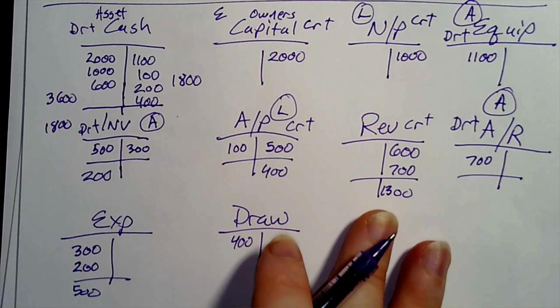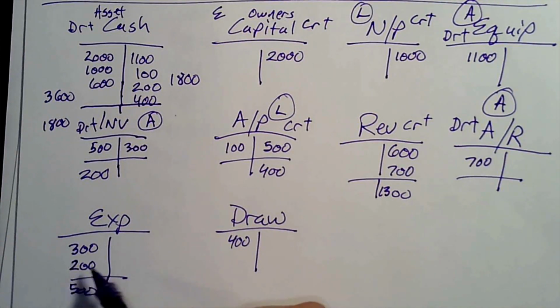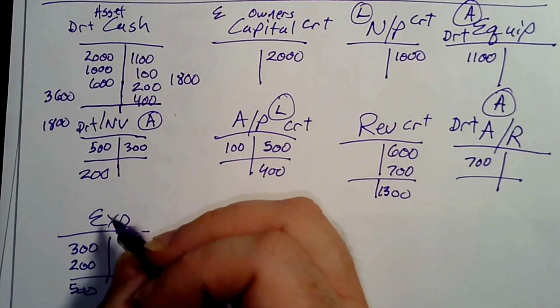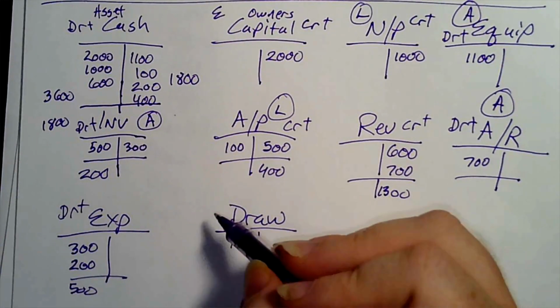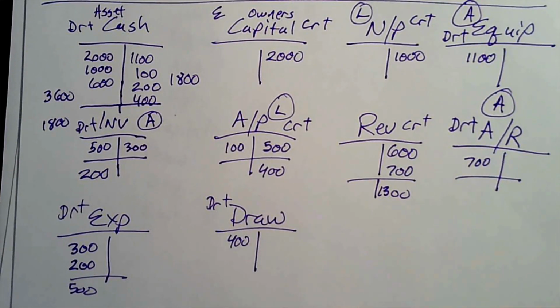Expenses are their own type. Now, normally we would write it out as one would be rent expense, the other one would be inventory expense, which has its own name, cost of goods sold. But here we just put them all together. And so expenses increase through a debit, and drawings also increase through a debit.